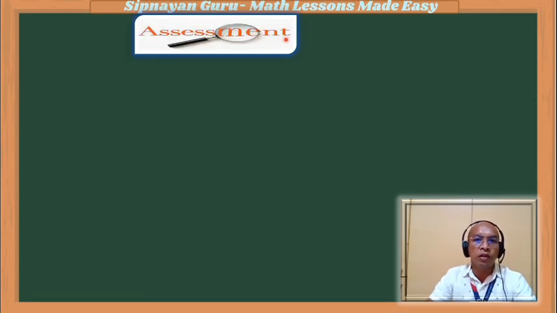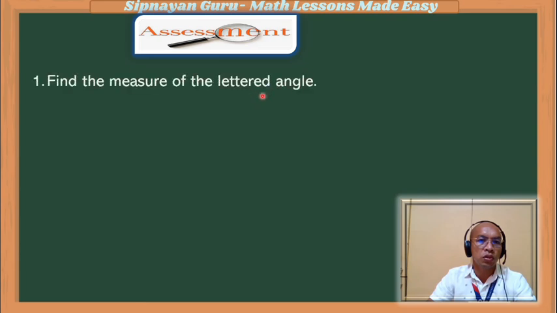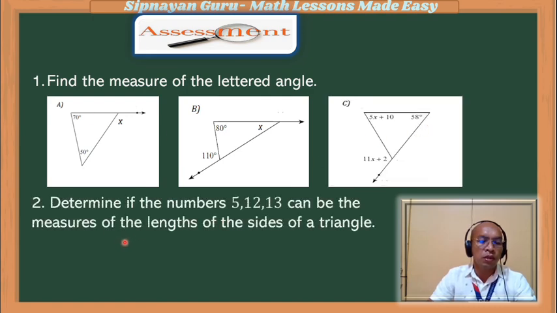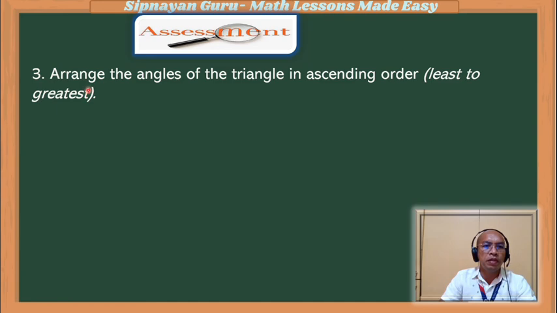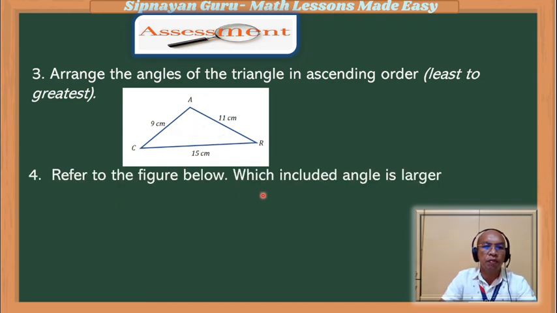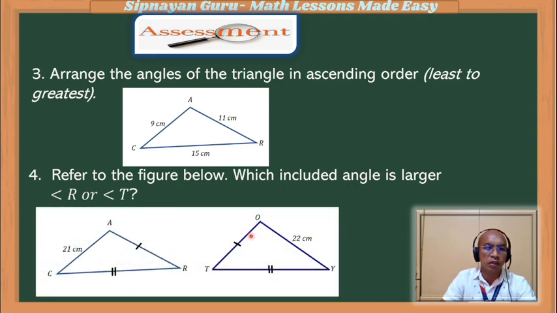Now, after learning the lesson for today, it's your time to measure your understanding of the lesson. Write your answers in the comment section below. Find the measures of the lettered angle. Question number 2. Determine if the numbers 5, 12, 13 can be the measures of the lengths of the sides of a triangle. Problem number 3. Arrange the angles of the triangle in ascending order from least to greatest. Given this figure, refer to the figure below. Which included angle is larger, angle R or angle T? You can write your answer in the comment section below.